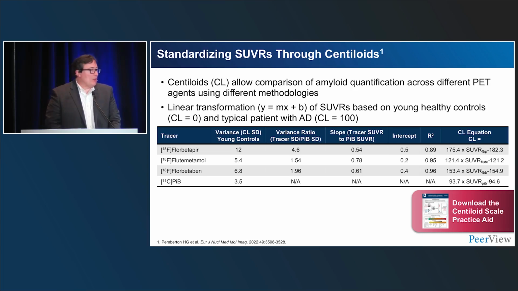I'm not going to get into this in any detail, but it's basically a linear transformation where the Centiloid value of 0 is anchored around healthy young people who don't have amyloid in their brain, negatives, and typical patients with AD at 100 who have substantial cortical amyloid. Although, because it's a linear transformation, you can have values less than 0 or over 100. That shouldn't give you pause, as long as it fits with your visual interpretation.